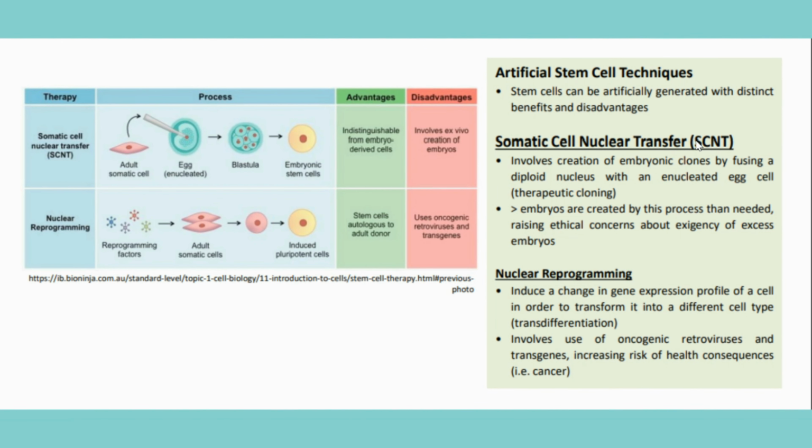So you also have artificial stem cell techniques, where stem cells can be artificially generated with distinct benefits and disadvantages. So you have two methods, which are somatic cell nuclear transfer (SCNT) as well as nuclear reprogramming. SCNT involves the creation of embryonic clones by fusing a diploid nucleus with an enucleated egg cell, and then because you have more embryos being created in this process, it does raise the ethical concern of excess embryos.